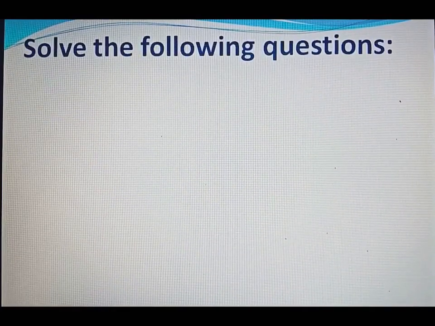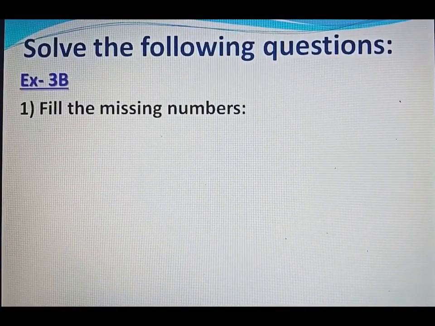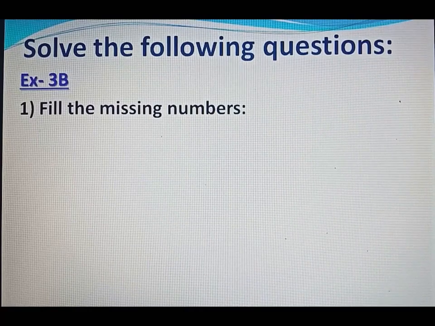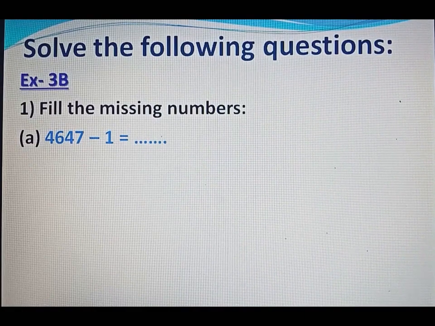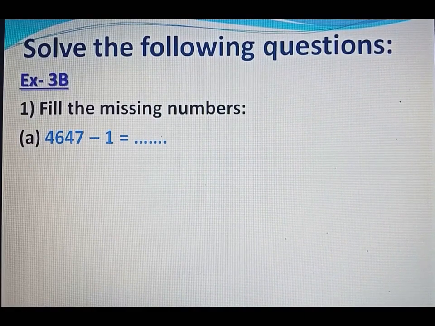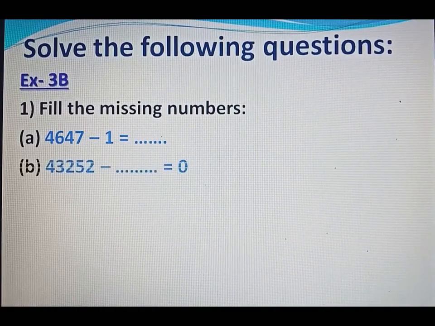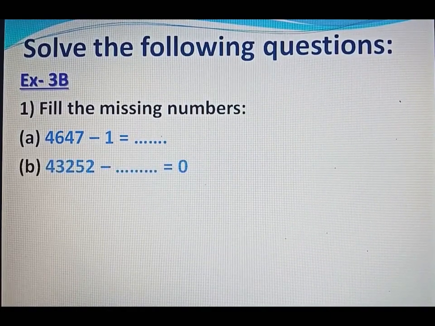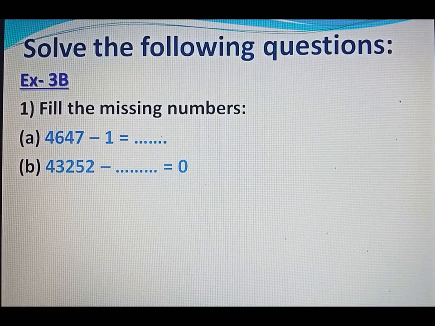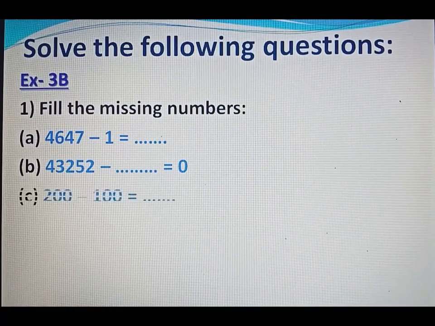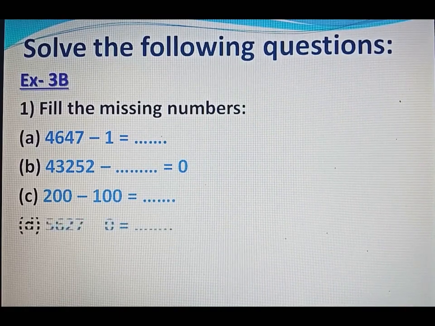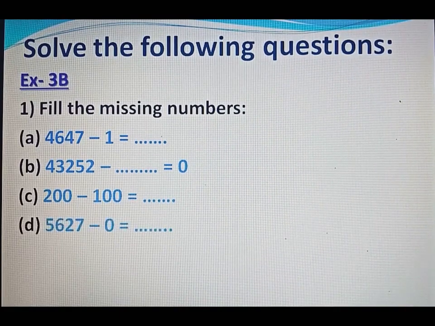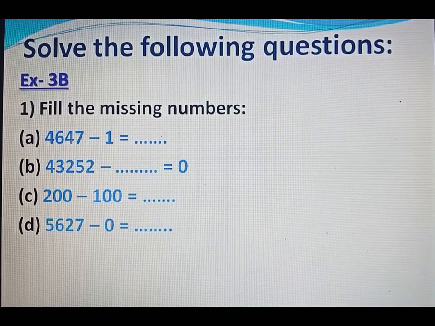Solve the following questions assigned as homework. Exercise 3B, question number 1. Fill the missing numbers. A part, 4647 minus 1 equals dash. B part, 43,252 minus dash equals 0. C part, 200 minus 100 equals dash. D part, 5627 minus 0 equals dash.